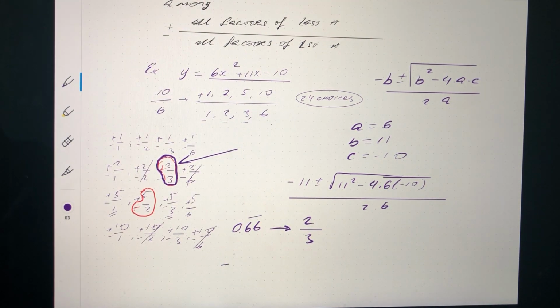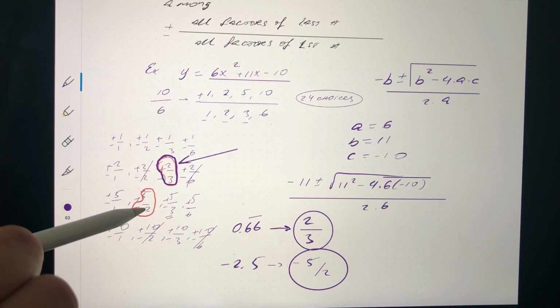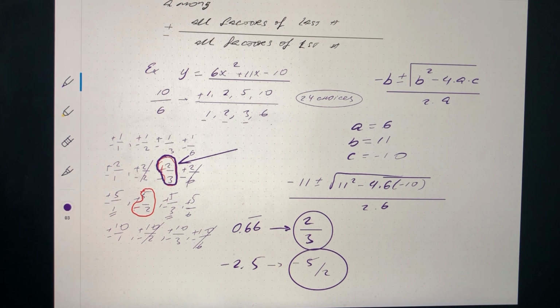So -2.5, which is -5/2. These are exact solutions from the quadratic formula, and they are exactly the same solutions that were promised by the rational zero theorem. And that's all for this video.